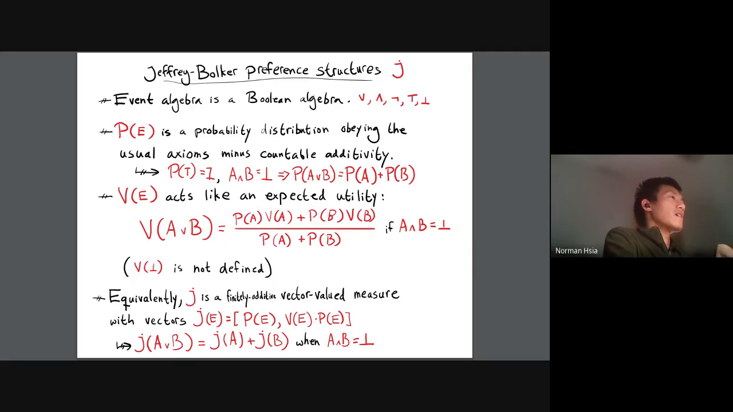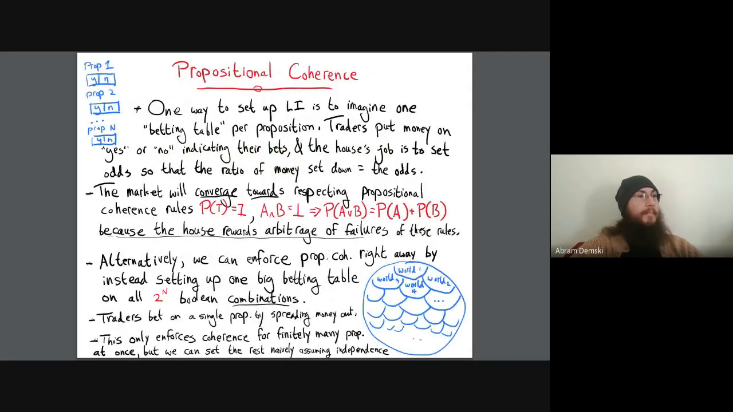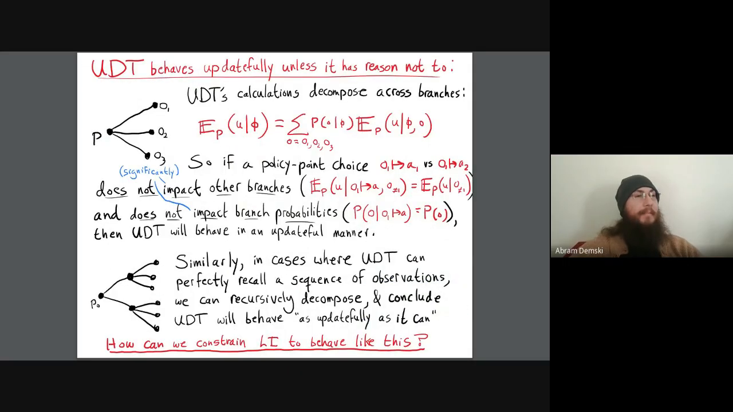Yeah, I guess I'm kind of not seeing the problem. Like if you just take this P to be the Jeffrey-Bolker P, and then take this V to be the Jeffrey-Bolker V, or like, yeah, substitute V here. Why doesn't the same analysis make sense? Of course, we have to define what conditional V is, but I think that's fine.